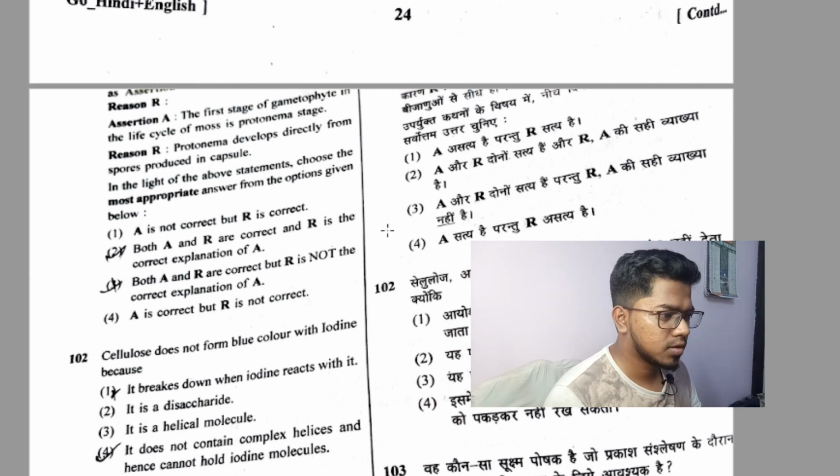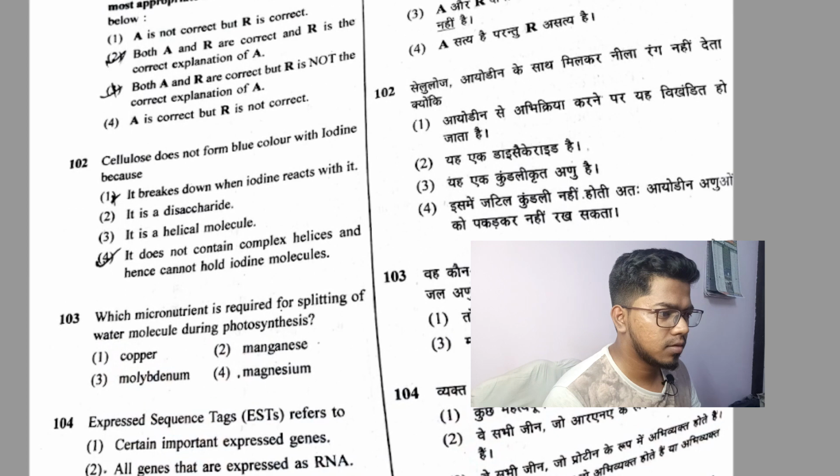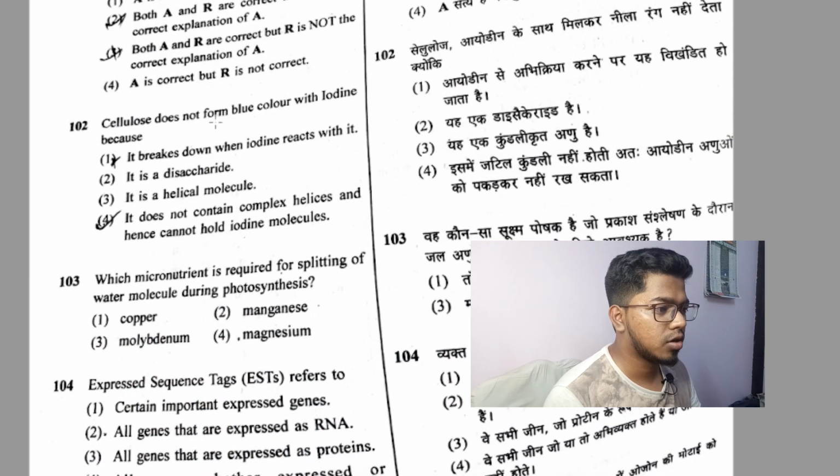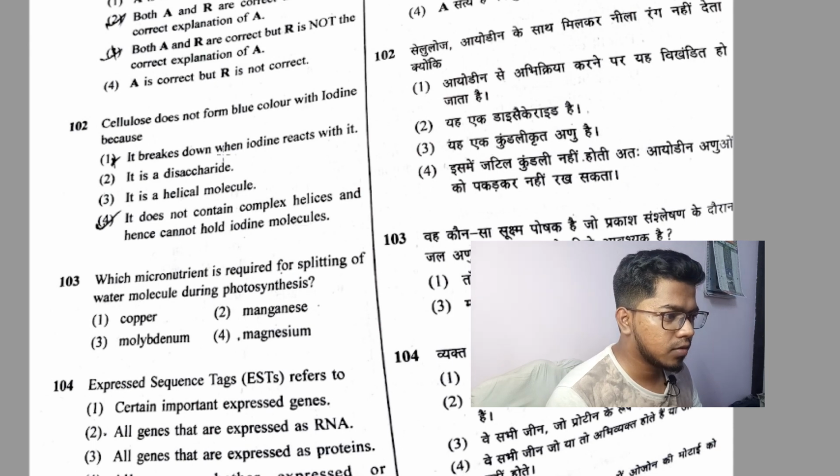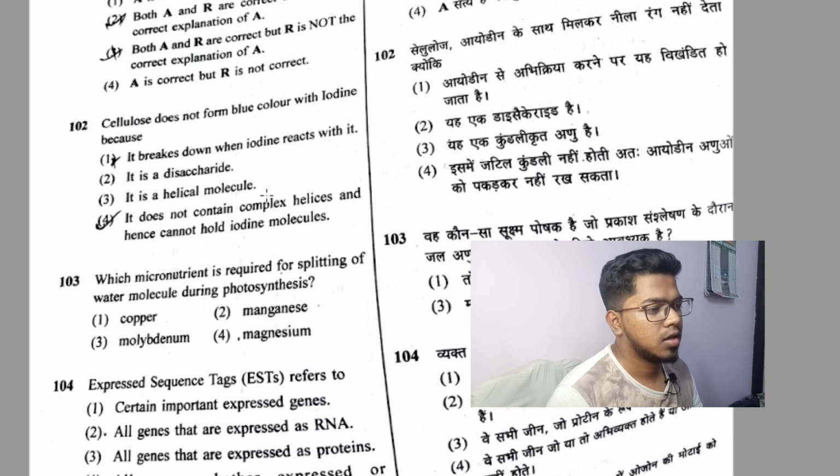So this first question is not visible. Cellulose does not form blue color with iodine because it breaks down when iodine reacts with it. It is a disaccharide. It is a helical molecule. It does not contain complex helices and hence cannot hold iodine molecules. So I think it breaks down when iodine reacts with it? No. Is it a disaccharide? No, it is not a disaccharide. It is a helical molecule? No. I think it does not contain complex helices and hence cannot hold iodine molecules. Yeah, I think the fourth option is the correct one.